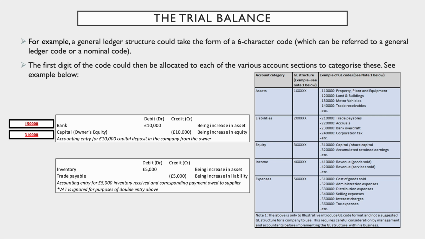Just for transaction 2, this was a double entry, so we debited inventory, and inventory is an asset, so we'd expect the account code to begin with 1 in this case, and inventory has the account code 16 followed by 4 zeros.